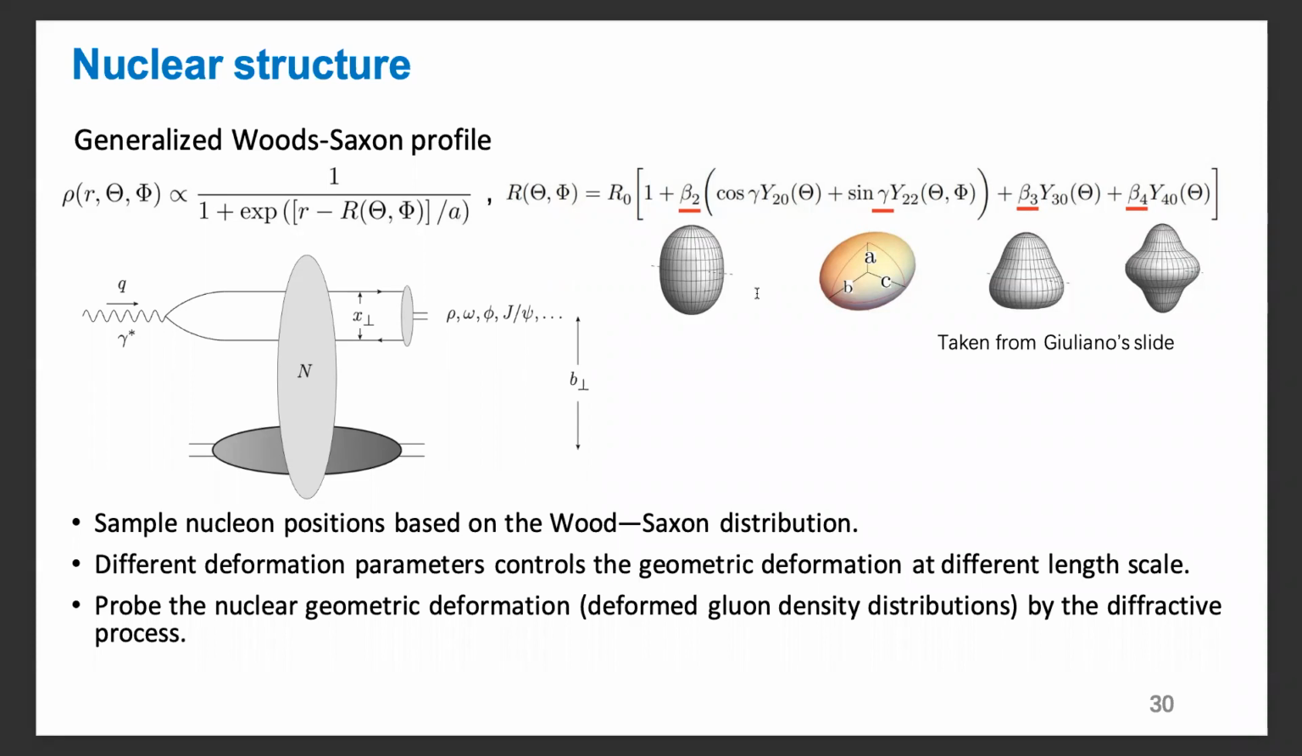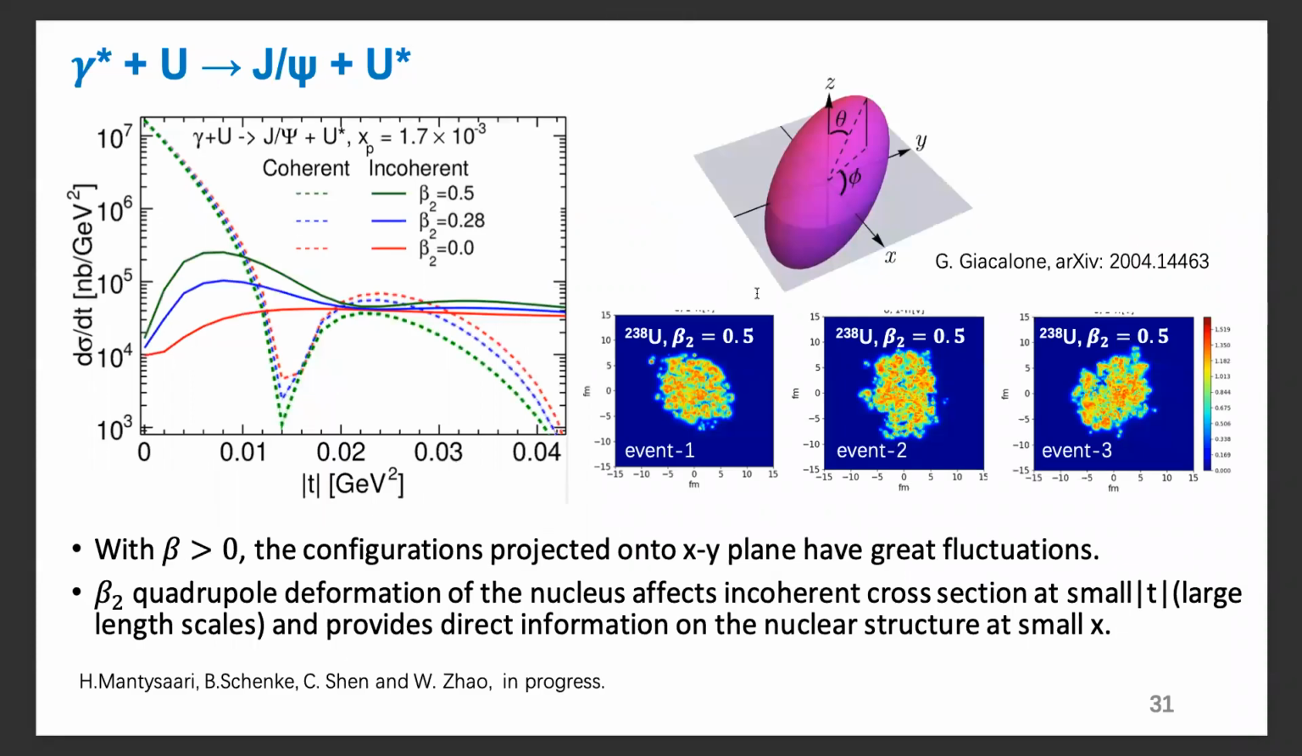And we use the same diffractive process to probe the nuclear geometric deformation, or deformed gluon density distributions, by the diffractive process. This is the first result of the gamma-uranium collisions. We systematically change the beta 2 value by hand from 0.0 to 0.28 and 0.5 in uranium, and we see the difference in the coherent and incoherent cross sections. We can clearly observe that in the low t region, different beta 2 values give a huge difference in the incoherent cross sections in the diffractive process.